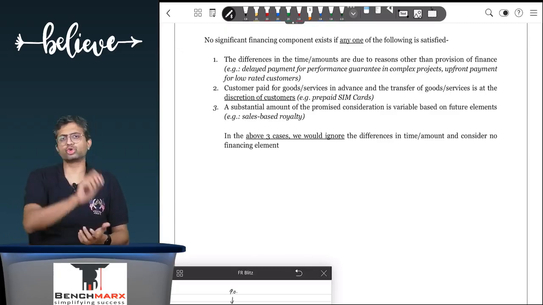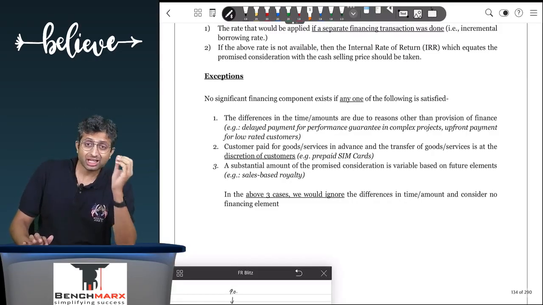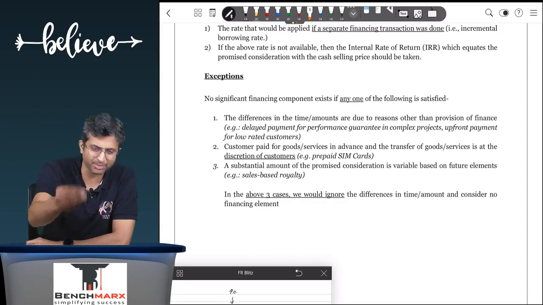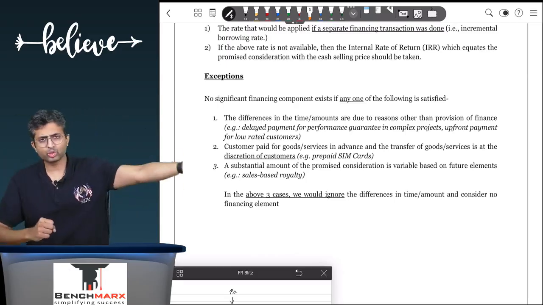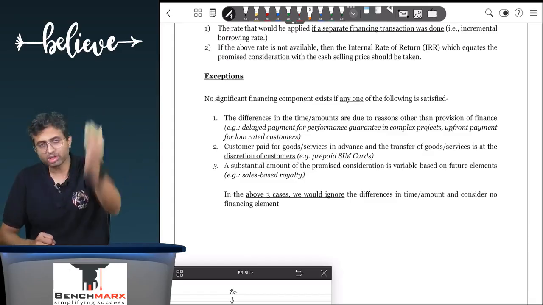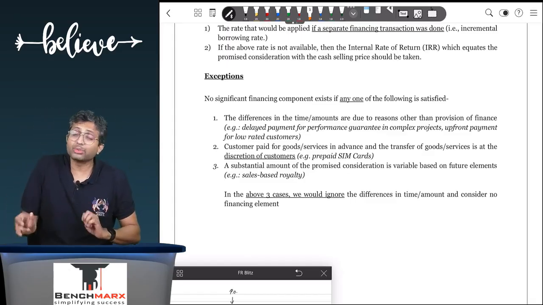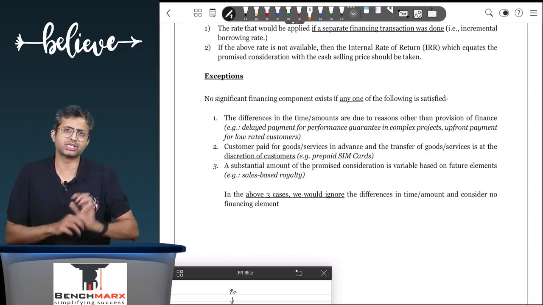At what rate should you do the time value adjustment? Well, the first preference over here is the rate on a separate financing transaction. So, if you as a seller were to enter into a separate financing transaction, that is, if you were to give a loan to someone, or if you were to take a loan from someone, at what rate would that transaction happen? That is the rate. If that rate is not available, then the second preference is the IRR, the rate at which the present value of cash outflows and inflows equal.